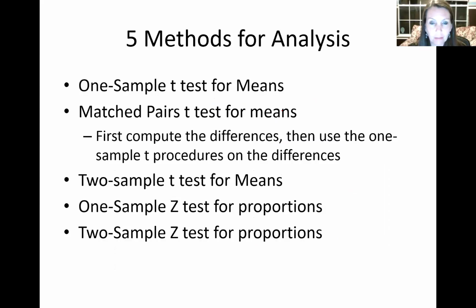So the 5 different methods that we've covered in this unit are the one sample t-test for means, the matched pairs t-test, and really the matched pairs t-test is just the one sample t procedures on the differences. And then we've also done the 2 sample t-test for means, the 1 sample z-test for proportions, and the 2 sample z-test for proportions. So we have 5 different methods that we've looked at. And as I mentioned previously, there's going to be 5 different problems, 1 of each type of problem.